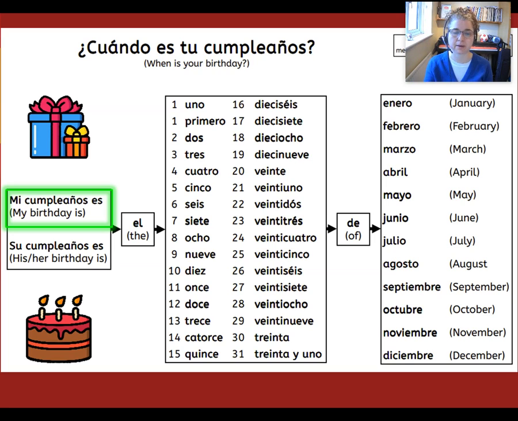Escuchad y repetid. Mi cumpleaños es. Mi cumpleaños es.